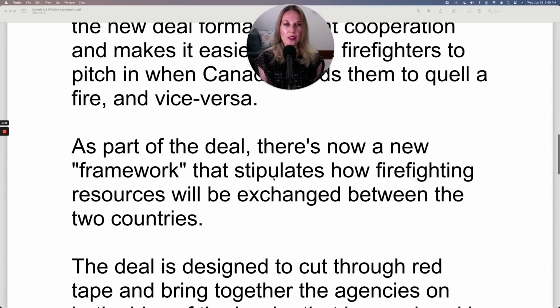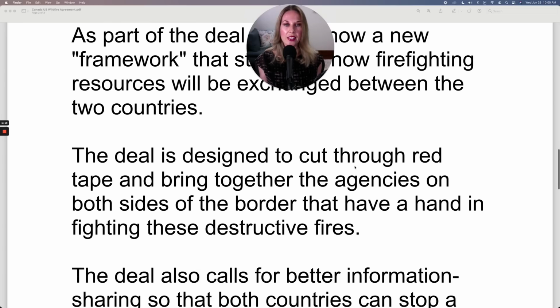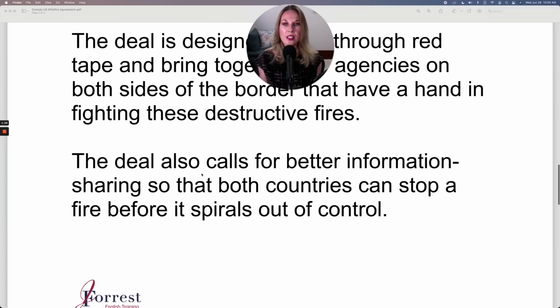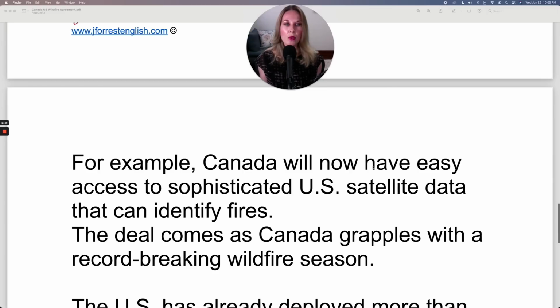As part of the deal, there's now a new framework that stipulates how firefighting resources will be exchanged between the two countries. The deal is designed to cut through red tape and bring together the agencies on both sides of the border that have a hand in fighting these destructive fires. The deal also calls for better information sharing so that both countries can stop a fire before it spirals out of control. For example, Canada will now have easy access to sophisticated U.S. satellite data that can identify fires.